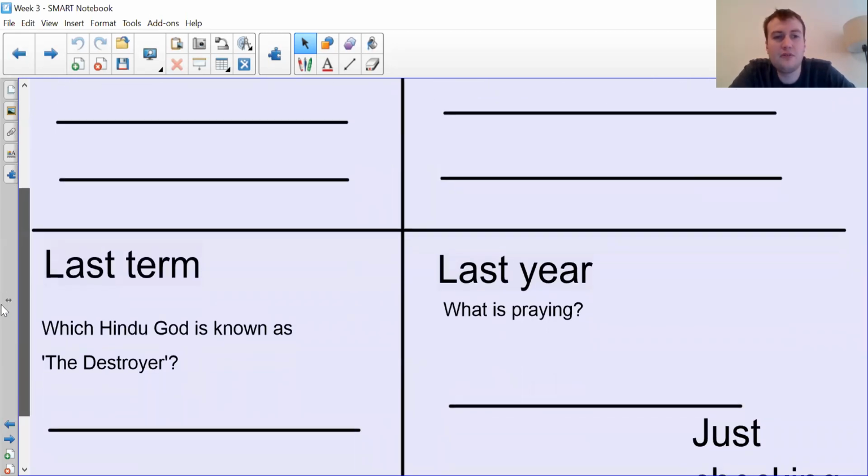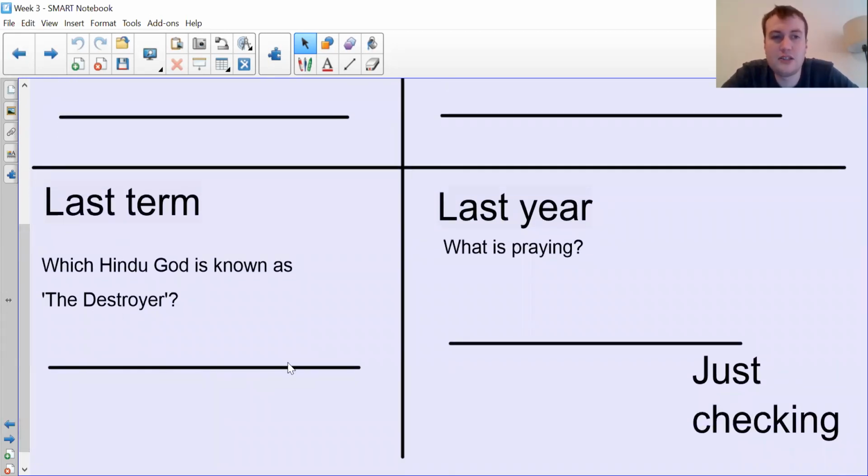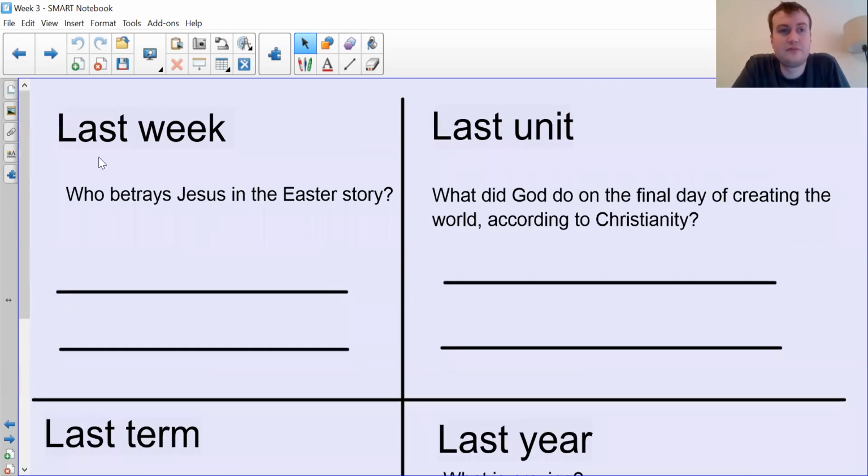Okay, moving down. Last term, which Hindu god is known as the destroyer? And then from last year, what does praying mean? There's nothing on Teams for those questions, so that's just to do with a pencil.